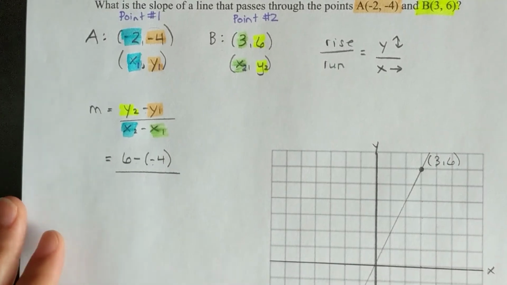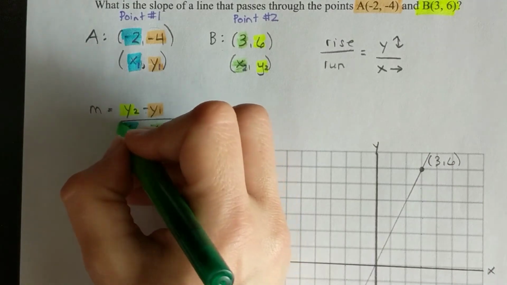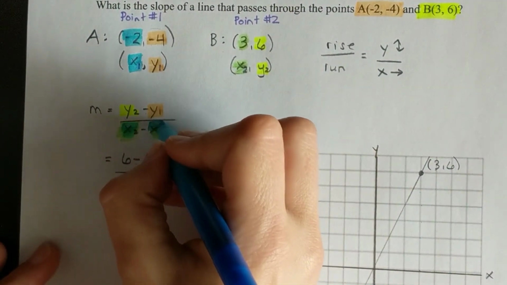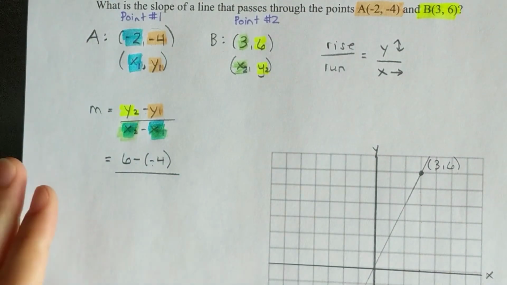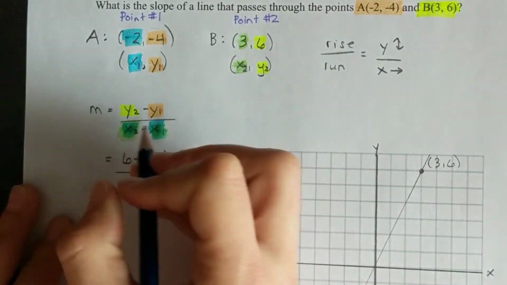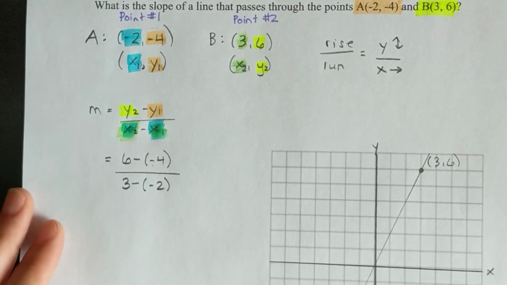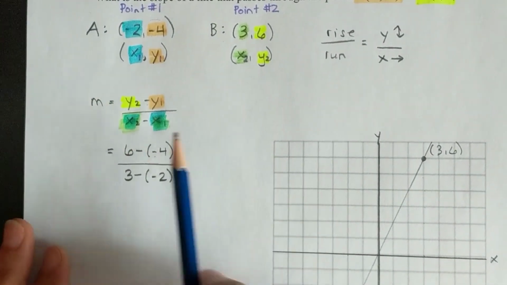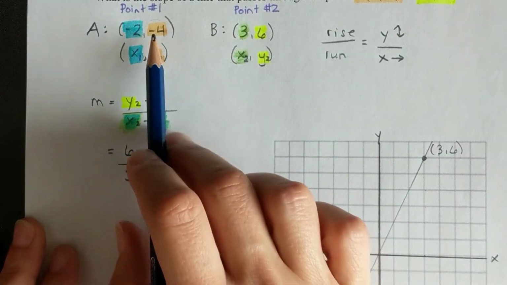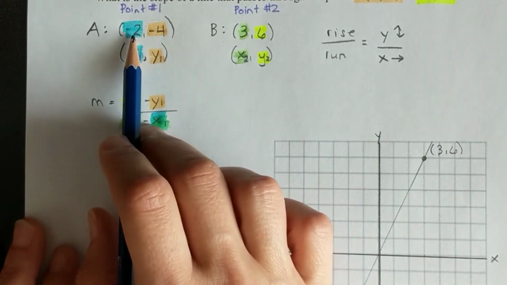So in this case, as I go through doing that, I just highlighted it the wrong way on you. I apologize. That's your x2, and that's your x1. So x2 was 3, so we're going to go 3 minus x1, which is negative 2, so we're going to put that in brackets. Then we look and say, okay, let's make sure that works. 6 is my second y value, yes. This one, negative 4, is my first y value. Second x value, first x value.